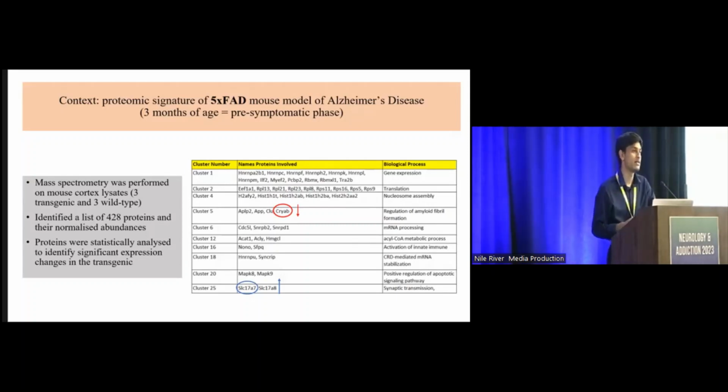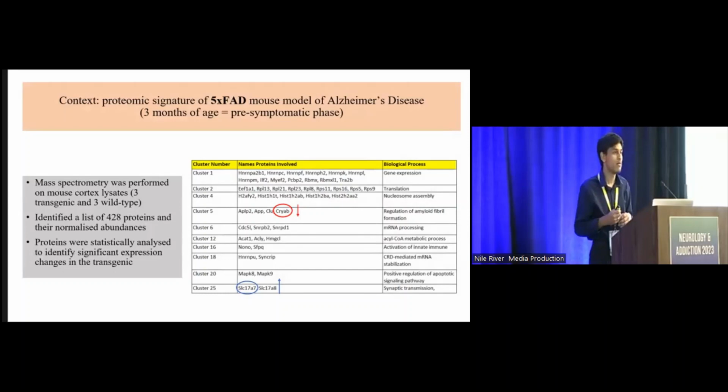We performed a lysate of the cortex, and mass spectrometry was performed. Initially, we received 12 samples. The samples were three 3-month-old mice, three 4-month-old mice, three 10-month-old mice, and three wild type mice. Here we're just focusing on the 3 months and the three wild types, because at 3 months the mice were pre-symptomatic and we're interested in the early cellular dysfunction.